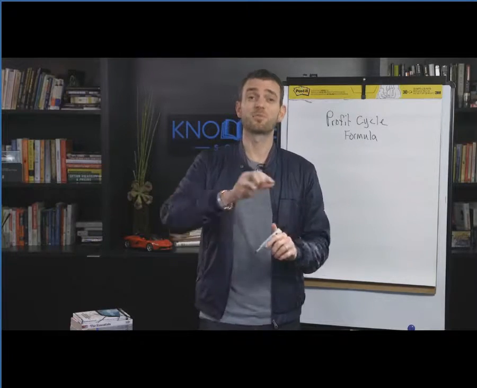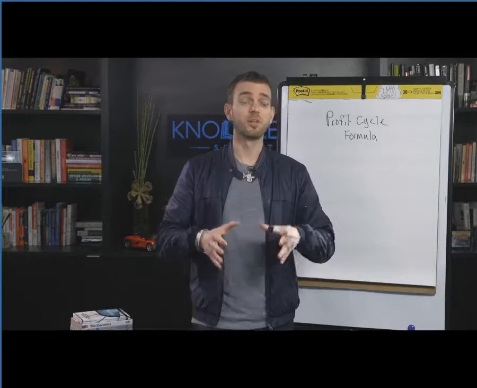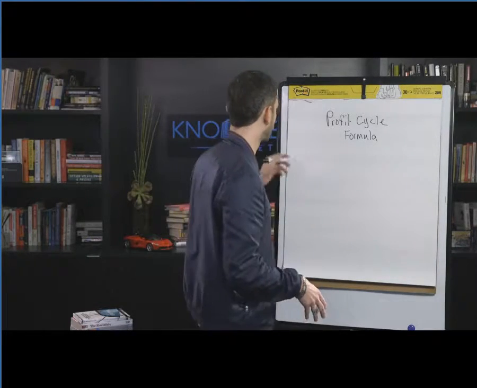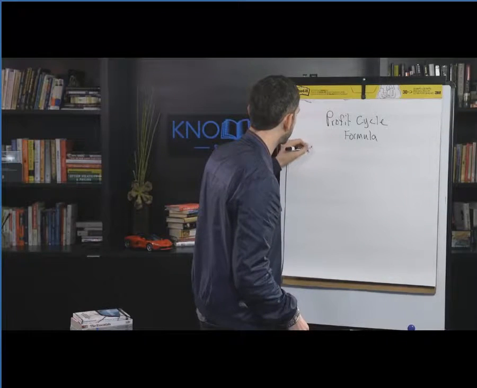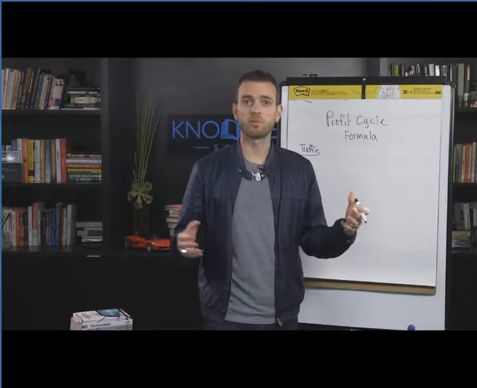Okay, all businesses, in order to be successful online, need to have their very own profit cycle formula. Now, the profit cycle starts with traffic. Okay, so we'll draw this out right here. It starts with traffic. Now, traffic can come from pretty much anywhere, right?